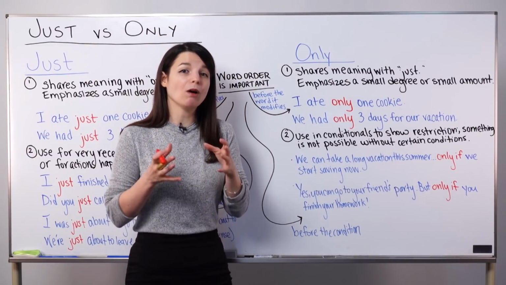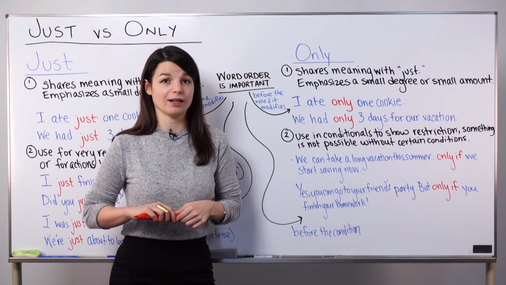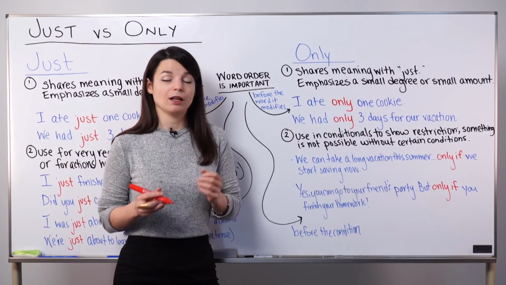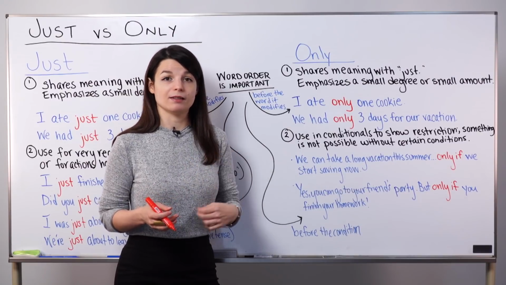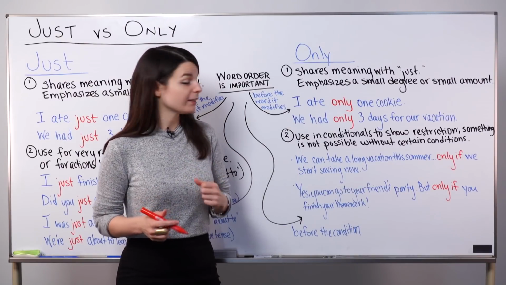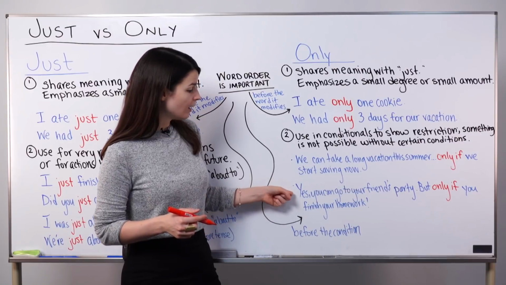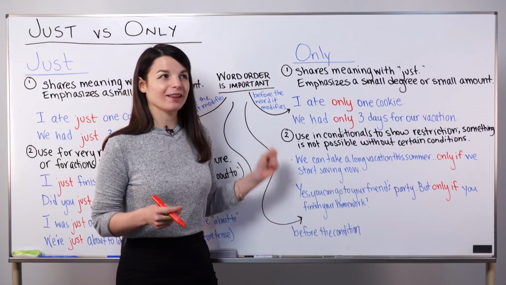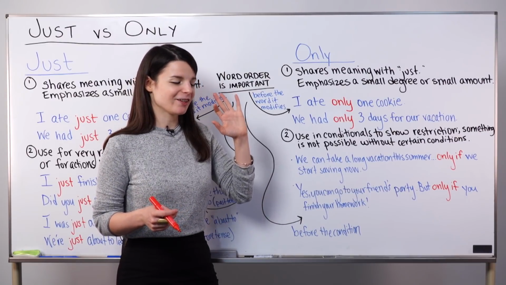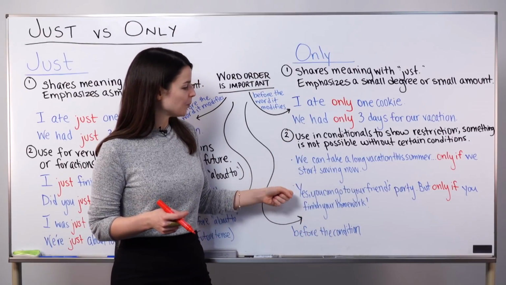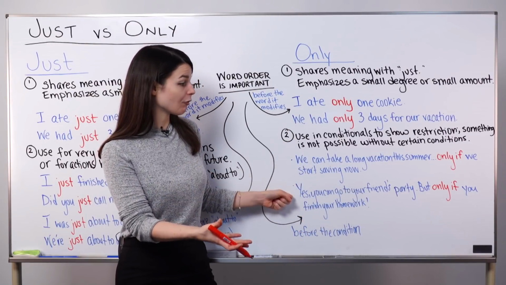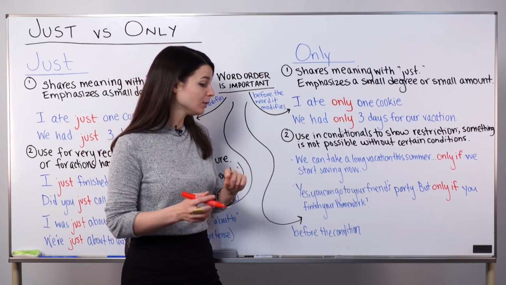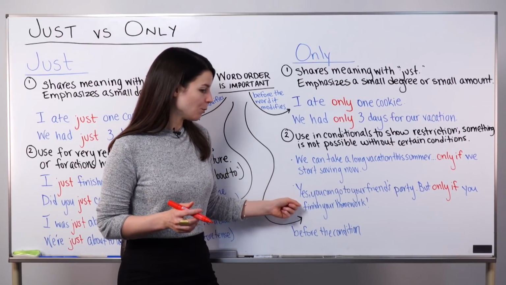This is possible only if we start saving now. We must start saving now. If we do not start saving now, it is not going to be possible. Let's look at one more example. For example, in this case, I was thinking like a mother or a father speaking to their child. So yes, you can go to your friend's party, but only if you finish your homework.